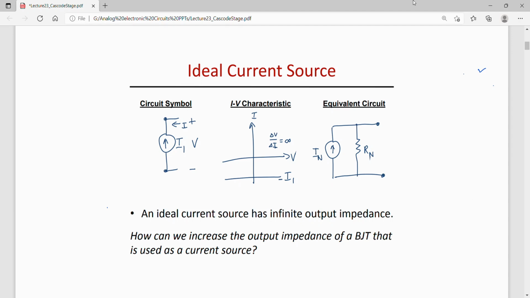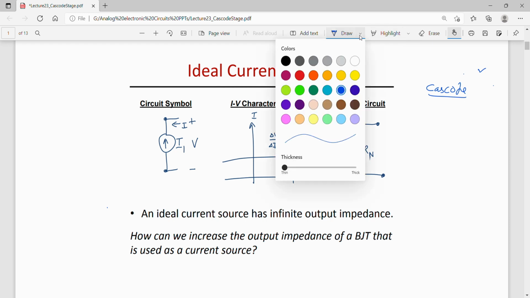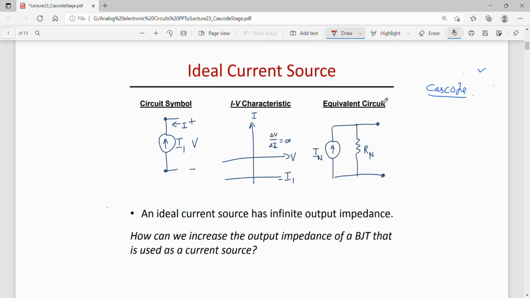Okay, so let us start today's lecture. In the previous lecture, we had studied the common emitter, common base and common gate amplifiers. Now let us talk about cascode. In today's lecture, let us talk about this cascode. We had discussed this cascode some time back, but not in detail. So let us talk about this cascode in detail.